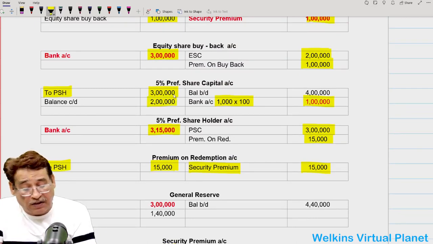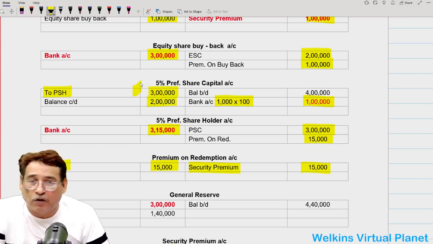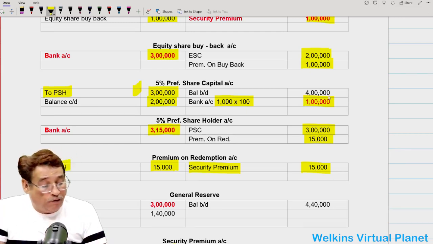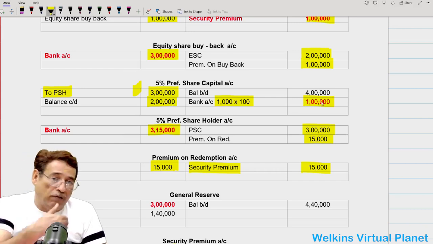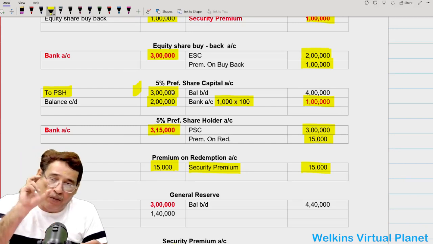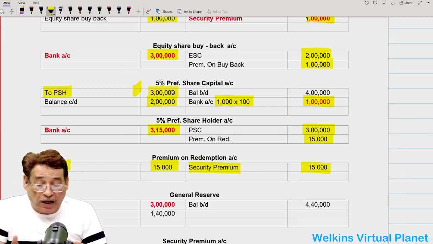So that is the reason in this question you must have redeemed 3 lakh worth of preference share capital. It was not given in the question how much share capital you are redeeming. If you have an opening balance of 4 lakh, and your balance carried down is given as 2 lakh, and it is also given that you have issued 1 lakh worth of preference share capital, then 3 lakh worth of preference share capital must have been redeemed. And 3 lakh worth is being redeemed at a premium of 15%, which we already talked about.